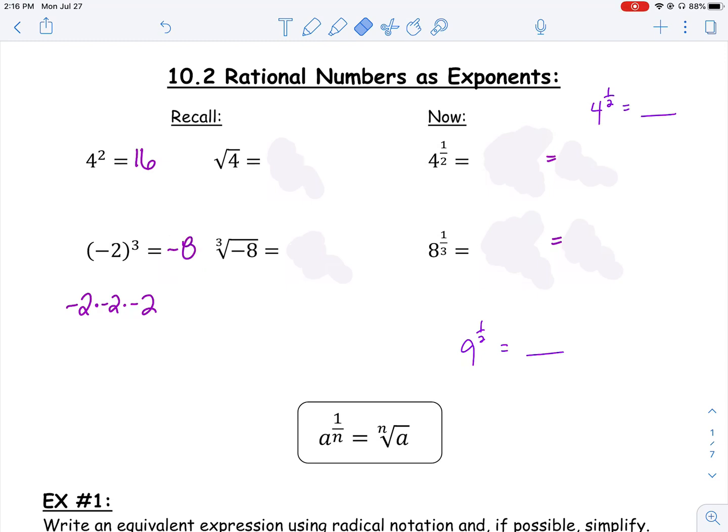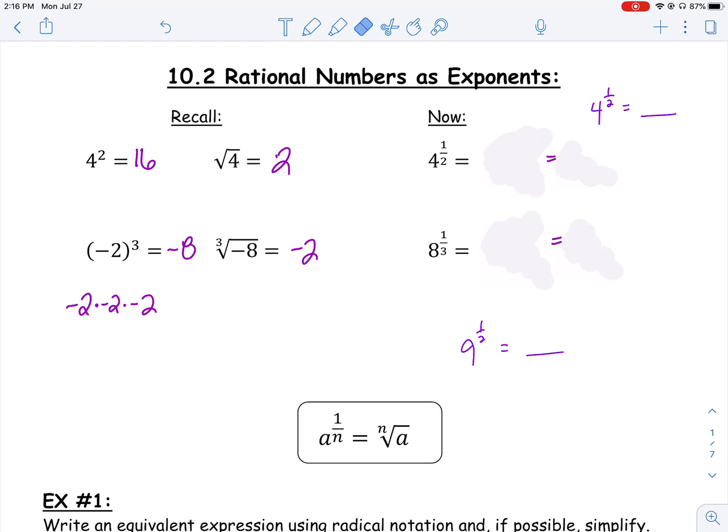We've also talked about radicals, right? Square roots, cube roots, stuff like that. We've talked about that the square root of 4 means what number multiplied by itself gives me the number 4. We could say that the square root of 4 is 2. Or if I asked you for the cube root of negative 8, what number multiplied by itself 3 times gives me negative 8? I get negative 2, because negative 2 times negative 2 times negative 2 gives me negative 8, right? And so we can kind of go back and forth with squares and square roots and cubes and cube roots.